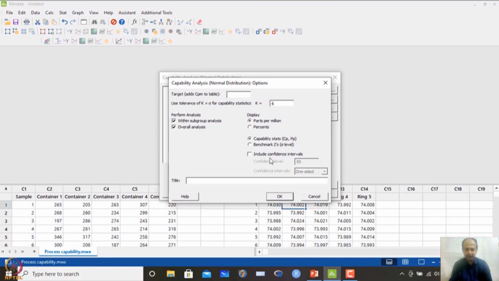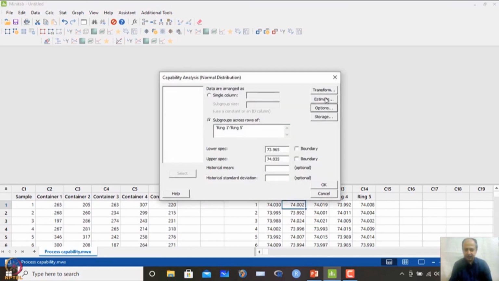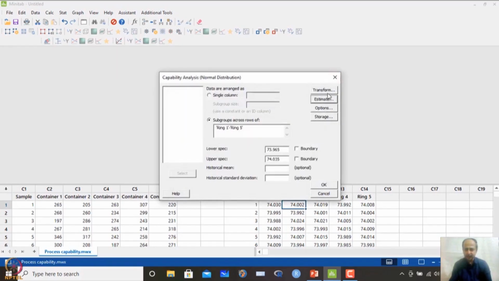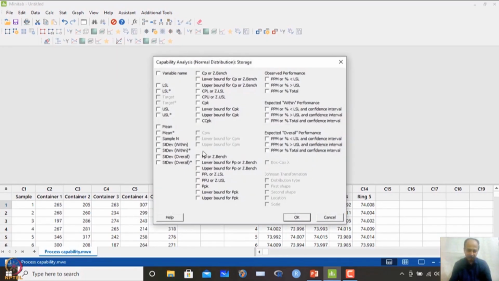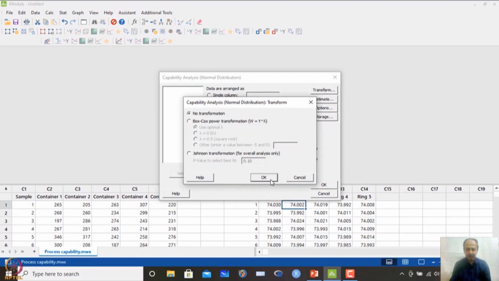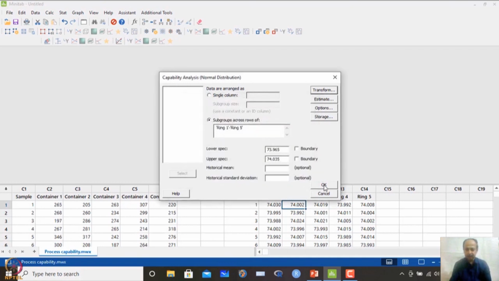I need ppm and all this calculation, then I click OK. For the estimation, I am using R bar, since the sample size is more than 5 subgroup size. I click OK, and if you want to store this data set, it can be stored in column C15, but I do not want to store anything at this time point. There is no transformation; I am assuming the normal distribution assumption, so I am not doing any transformation to adhere to normality, and I click OK.